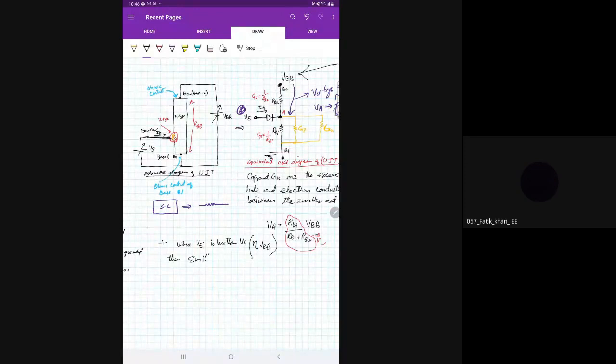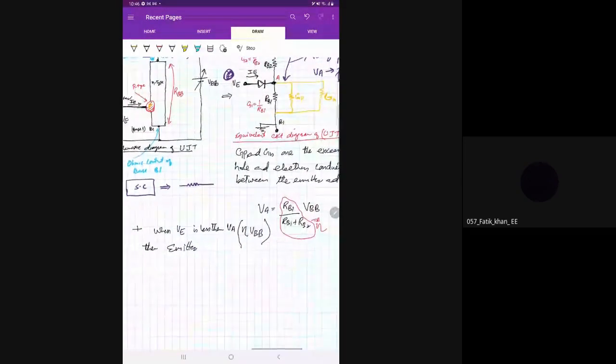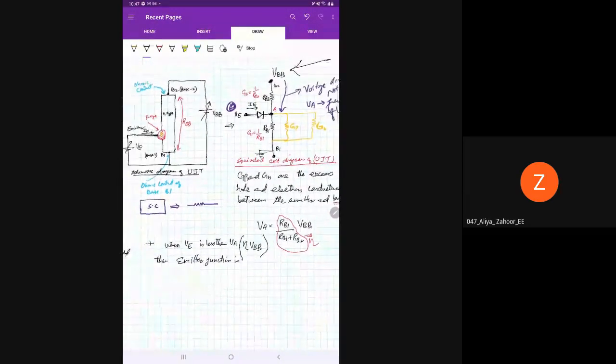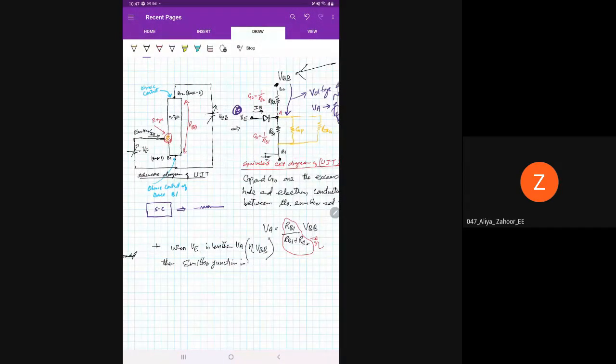I'll ask students to help me in identifying the state. Roll number 47, please turn on your mic. Yes, tell me. When VE is less than VA, VE is somewhere here, VA is somewhere here. So if VE is less than VA, will the PN junction be forward biased or reverse biased?